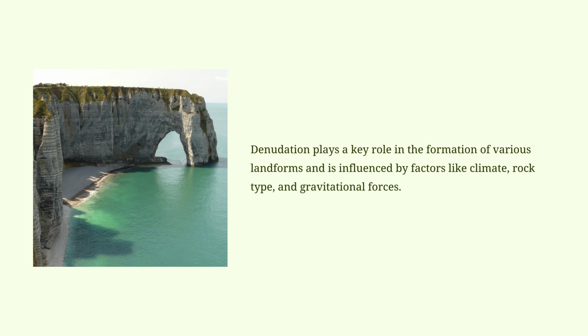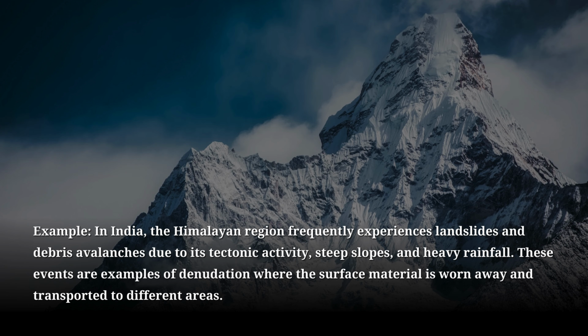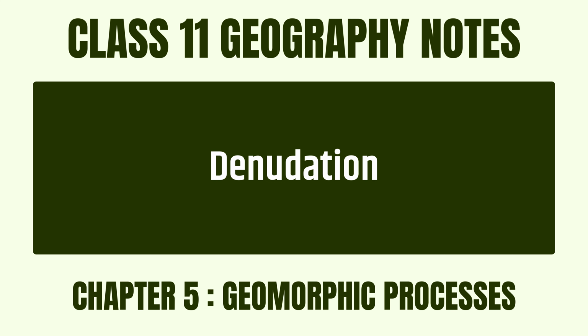Denudation plays a key role in the formation of various landforms and is influenced by factors like climate, rock type, and gravitational forces. For example, in India, the Himalayan region frequently experiences landslides and debris avalanches. These occur due to tectonic activity, steep slopes, and heavy rainfall. These events are examples of denudation, where the surface material is worn away and transported to different areas.